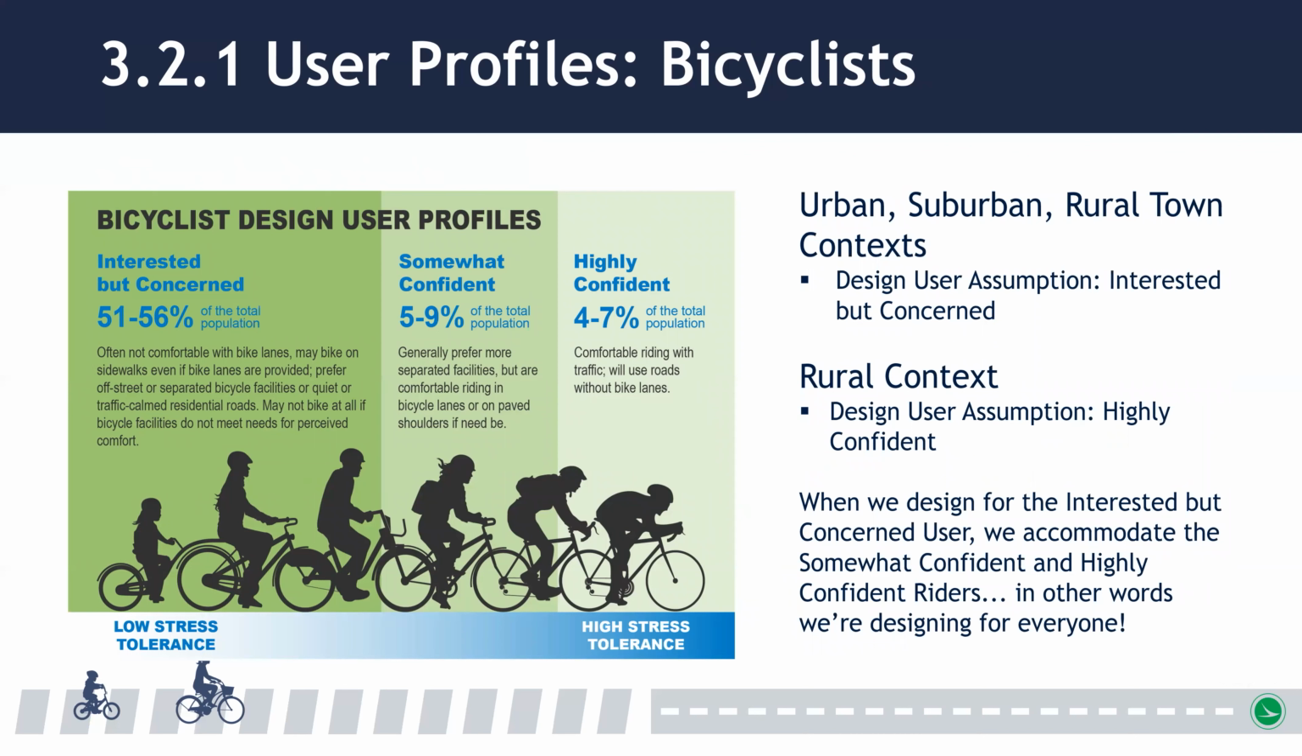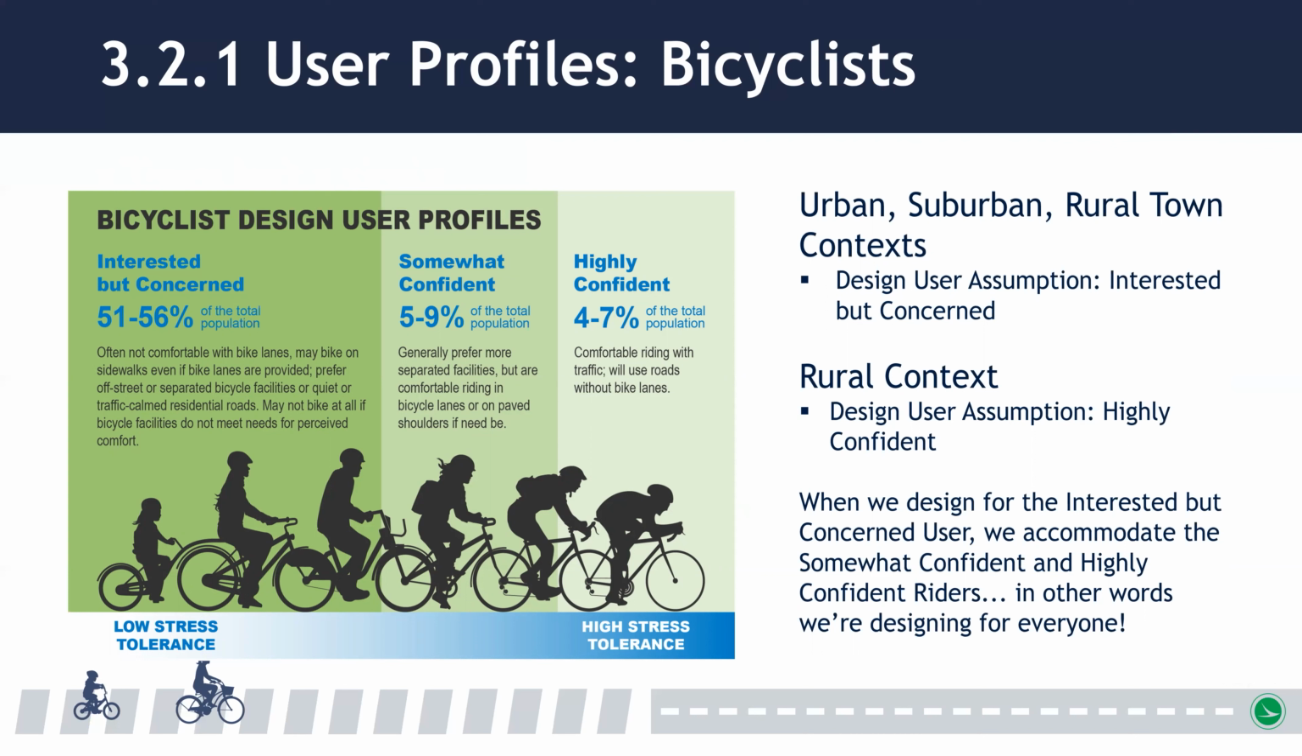The user profile for bicyclists, of which there are 3, depends on the context of a project area and may affect which users we're designing for. Typically, in built-up areas, our design user is the interested but concerned bicyclist, noting that when we design for the interested but concerned bicyclist, we design for everyone. The reverse is not true.